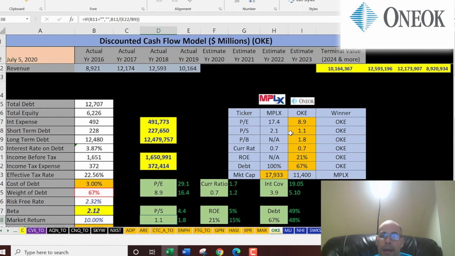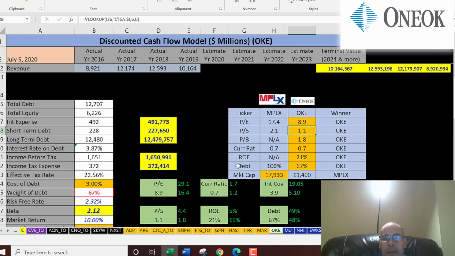So the other company I can compare them to is MPLX. They're in the same industry as ONEOK. And ONEOK wins in almost every category. As you can see, they're in orange. That means they have a better ratio if it's in orange. The only ratio MPLX is better is market cap. And the reason MPLX has an NA for price to book and ROE is because they have 100% debt.